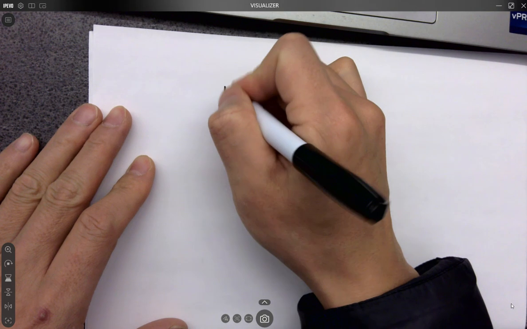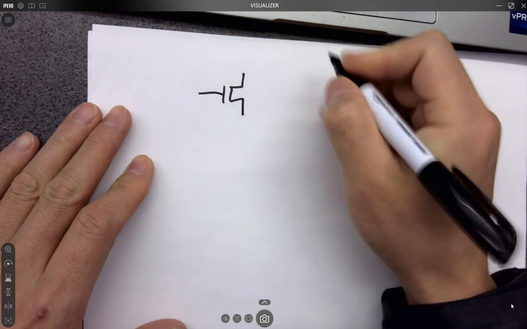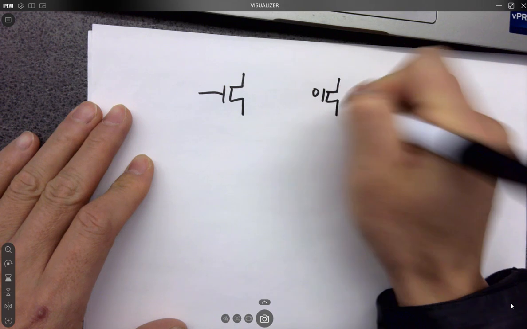The other one was faster. This one's slower, but I also didn't want to go through my hand.